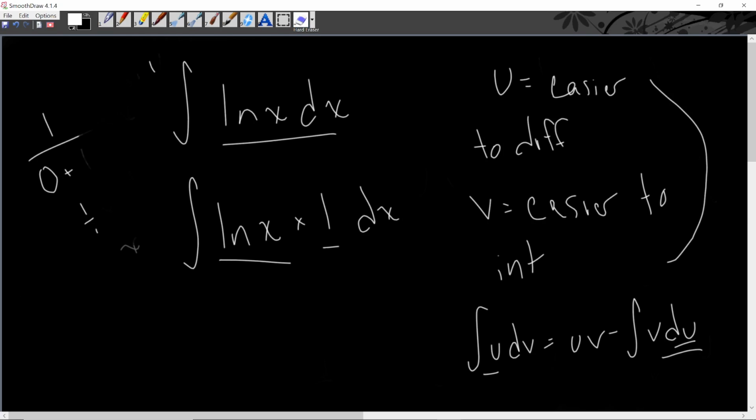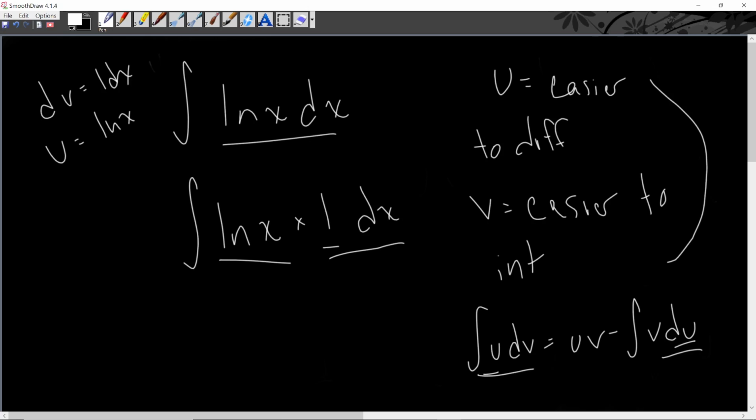And then from here, this is going to be 1 dx, right? This is the integral of 1 with respect to x. So this is going to be the derivative of v, right? This is going to be dv is equal to 1 dx. And then u is going to be equal to ln x. Remember, our original starting function is going to be the integral of u with respect to v. So we have to find our u and we have to find our v, and we have to go from there. So we have to have u and dv. That's going to be the first things that we look for in our situation.